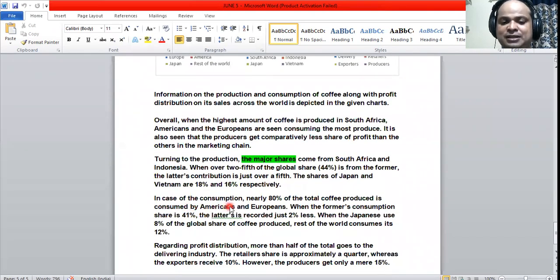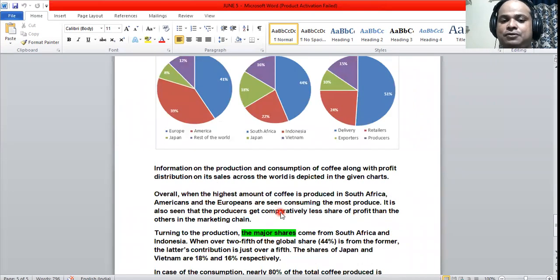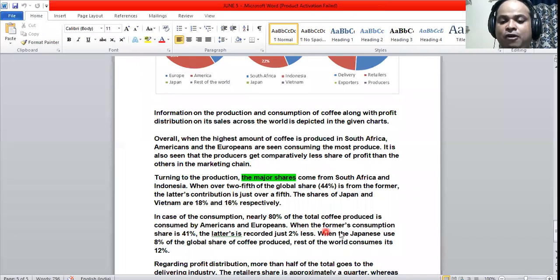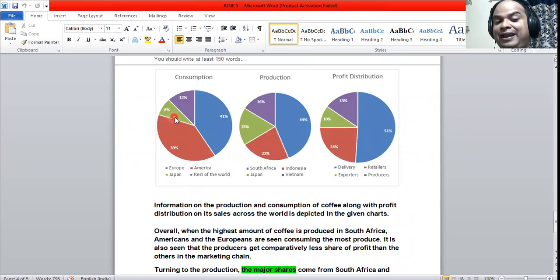So next, in case of consumption, nearly 80% of the total coffee produced is consumed by Americans and Europeans. I have shown you that 80%, 41 plus 39%. Total global coffee consumption is consumed by these two populations. When the former's consumption share is 41, the latter's is recorded just 2% less, that's 39%. So comparison is made, 41 minus 2. When the Japanese use 8% of the global share of the coffee produced, the rest of the world consumes 12%. So the work here is done. Comparison is done here.